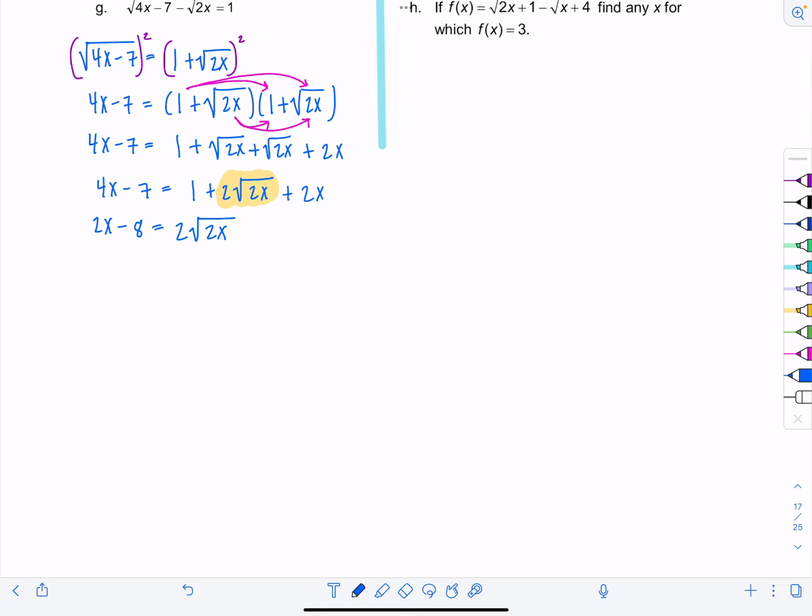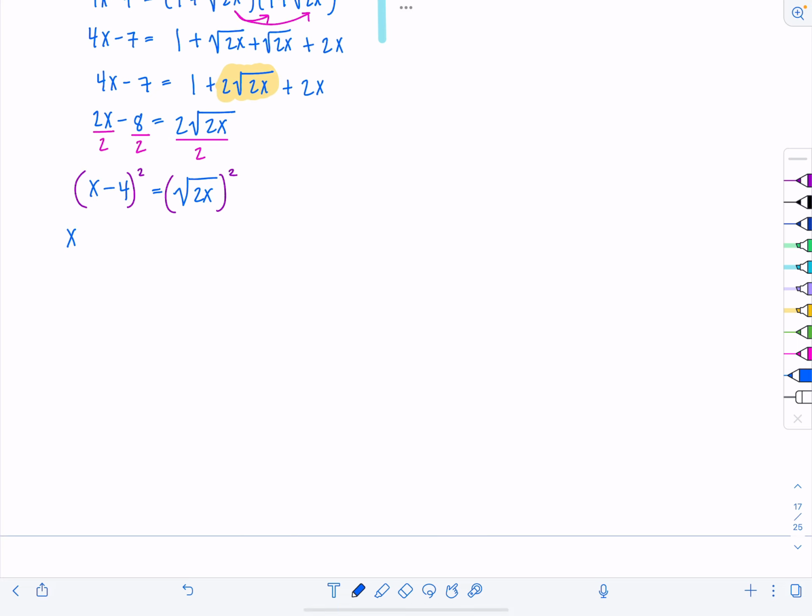This time I will divide by 2, unlike example E. Why? Because on the left-hand side, both those terms divide evenly by 2 and I won't have fractions. So it'll be nice. So we've got x - 4 = √(2x). Beautiful. Let's square both sides. We're making such progress. So what do we have now? x² - 8x, yep, don't forget that -8x, + 16 = 2x. Set it to 0 because it's quadratic. So x² - 10x + 16 = 0.